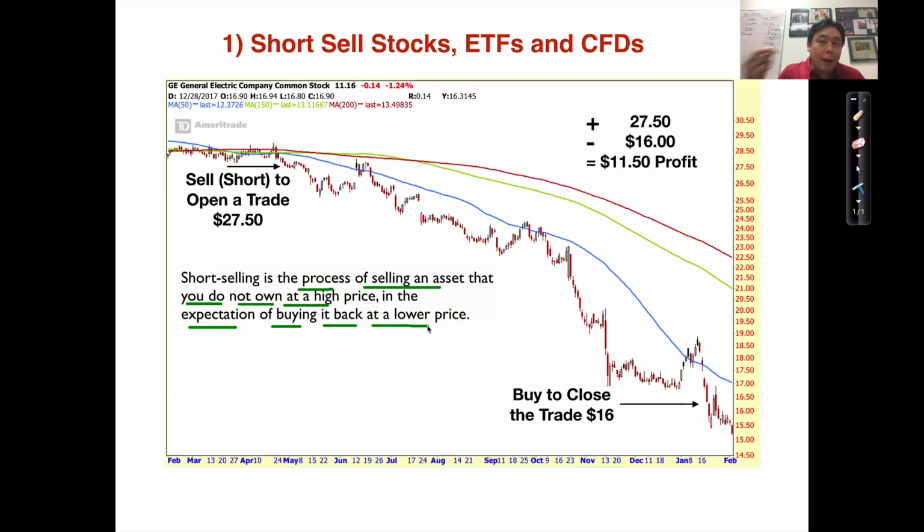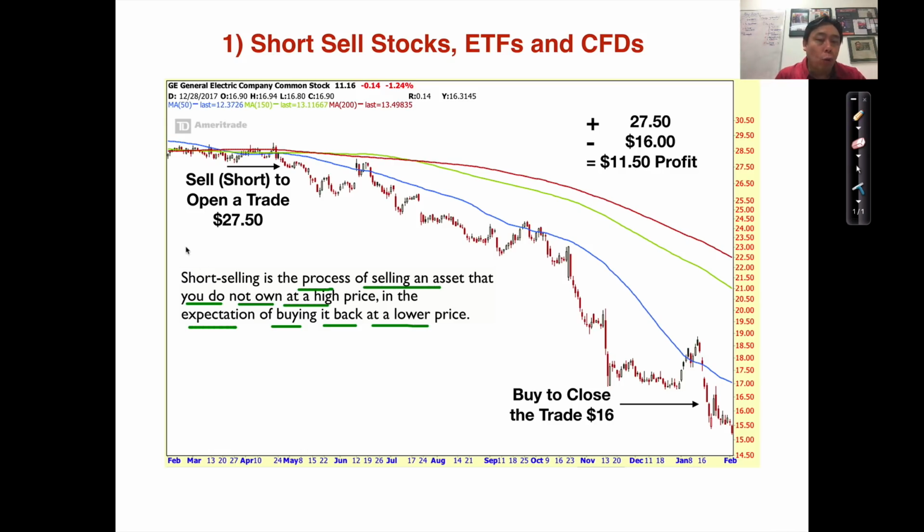See, many people in the markets understand the concept of buy low and sell high. Buy low, sell high, make a profit, right? But when the price is going down, you do the opposite. You sell high and you buy back low and make the difference. So here's an example. Let's take a look at GE, General Electric. This is a company that's been on a downtrend for more than a year. It's suffering declining profits, losing market share. So it's an ideal stock that you want to short to make money as it collapses.